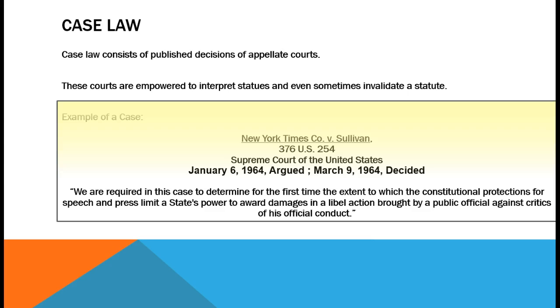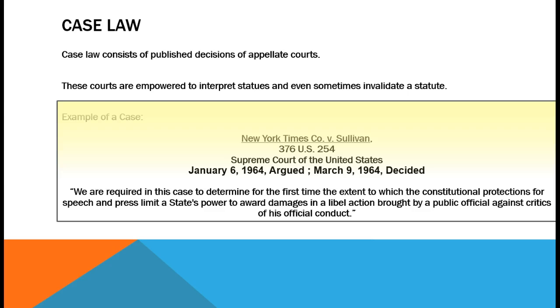Okay, so case law. Backing up, statutes are basically made by politicians, legislatures, and case law is made by judges. A lot of times case law reflects something that hasn't been decided by a statute yet, or it helps interpret the statutes. Politicians don't always write the best statutes, and so the courts have to come in and kind of explain it.